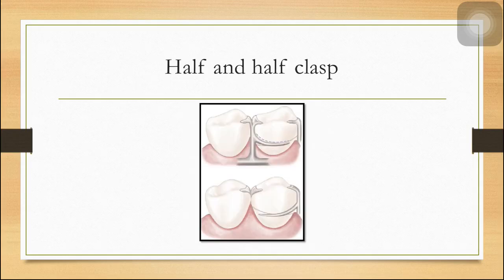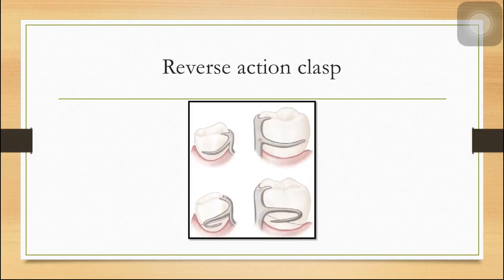Next one is the half and half clasp. This is also for historic purposes. Basically, the main definition of the half and half clasp is that its retentive arm originates from a different occlusal rest, and the reciprocal clasp arm originates from a different occlusal rest. So this is called the half and half clasp.